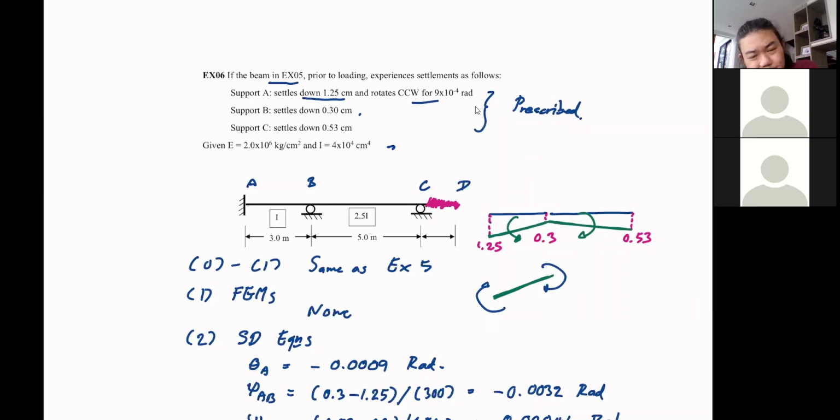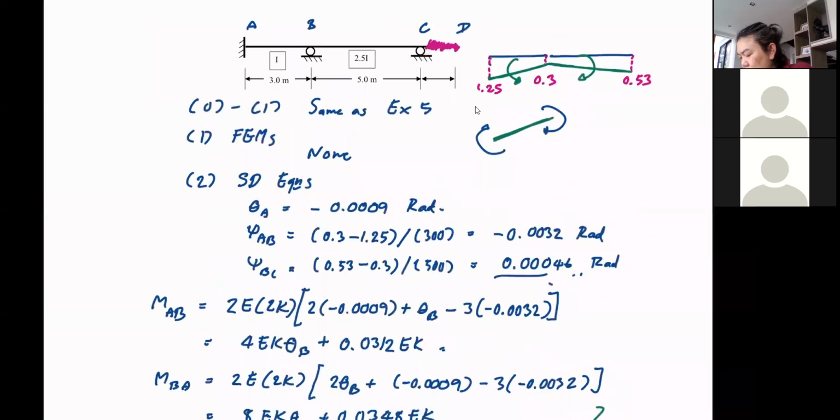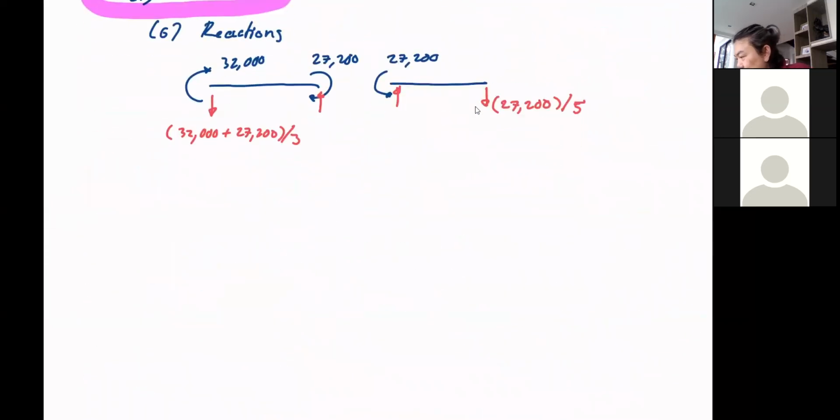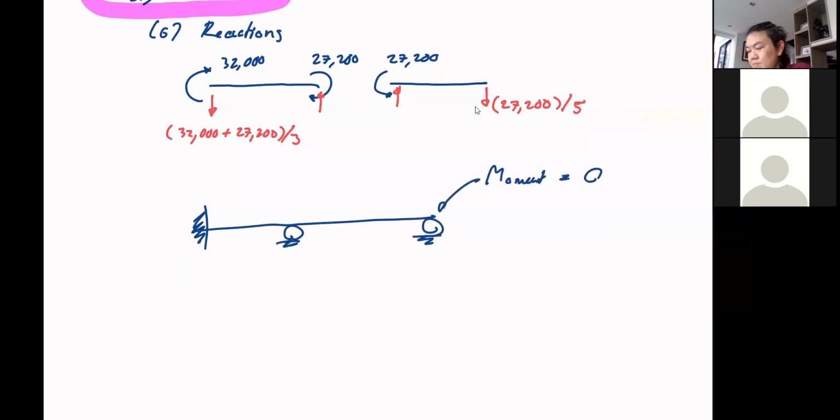You guys agree? This is called end support. Okay, I can draw a new picture to save all of us the trouble. Let's say this is our condition. You know the moment here is zero, right? Do you or don't you? Yes, it should be zero. Thank you very much.